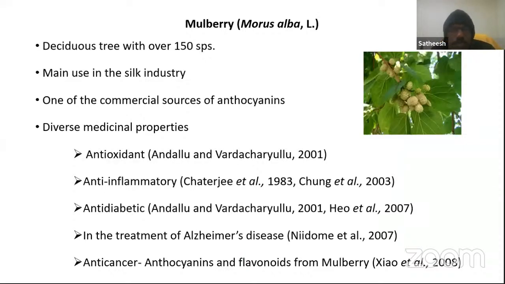So now I'll be talking about some of the experiments which we have performed. We have taken mulberry. Mulberry is a very common plant. We all are familiar with the mulberry. Main use is in the silk industry and it is one of the commercial sources of anthocyanins. It has diverse medicinal properties reported: antioxidant, anti-inflammatory, anti-diabetic, and in the treatment of Alzheimer's, anti-cancer. Mainly the anthocyanins and the flavonoids are having the anti-cancer activity.